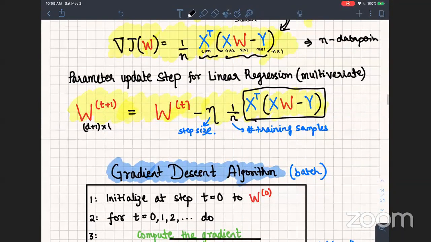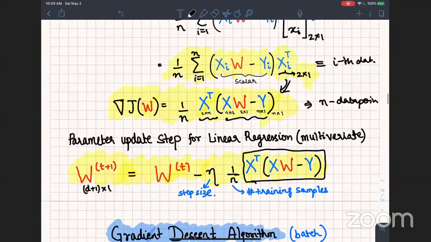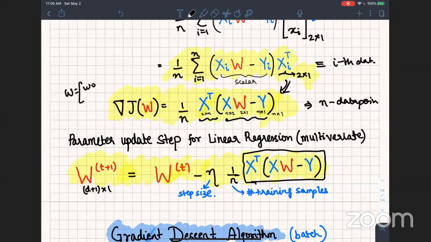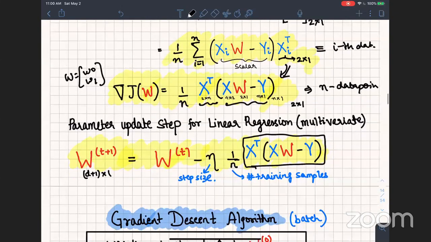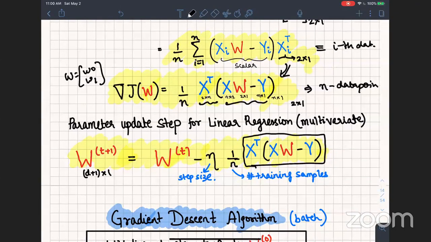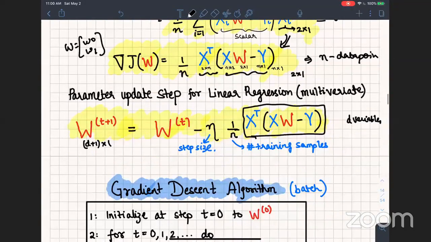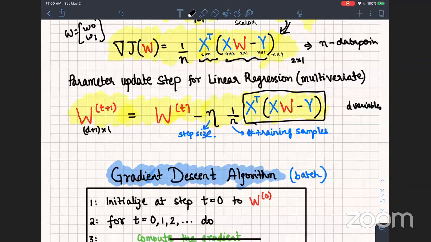In this case, this was just 2. Why? Because W was equal to W0, W1. Now you can see that the dimension of this entire thing is 2 cross 1, right? Now you can extrapolate it to D variables. So if you have D variables, I think you have not D variables, D parameters, right? D plus 1 parameters. So for D plus 1 parameters, you can have this step.